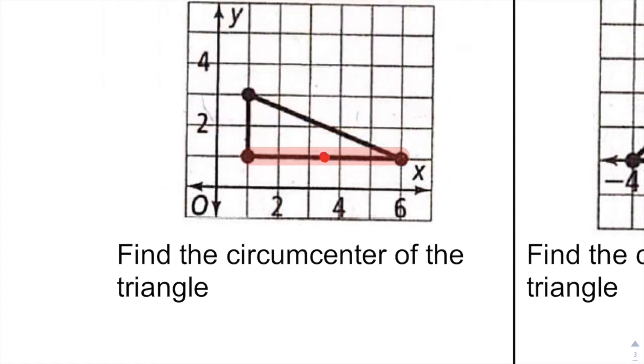So 5 is its length, so about 2.5 here. Okay. And then perpendicular slope. So the slope of that line is 0/1. So perpendicular would be 1/0, negative 1/0. So I'd go down 1. And so this would be the perpendicular bisector to that side. Okay, rough estimate. And then I would take a look at the other side here.